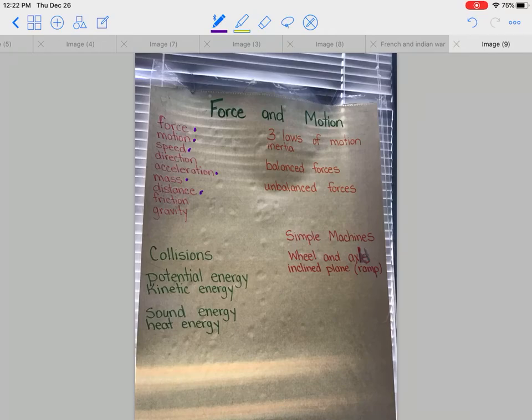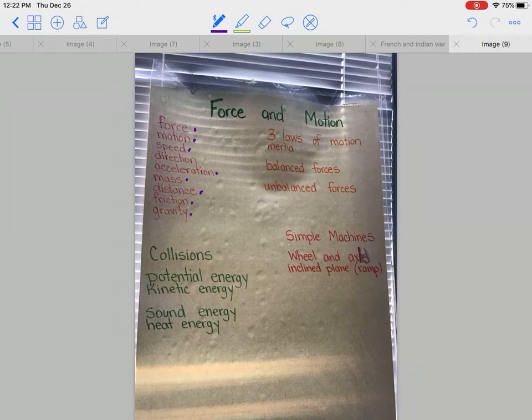Distance is how far an object may have traveled. Friction works to slow objects down. When two objects rub together, it also creates heat. Gravity is the force of Earth pulling everything towards it.